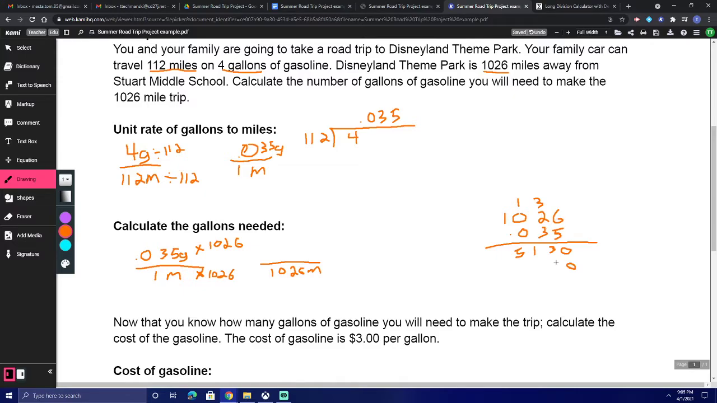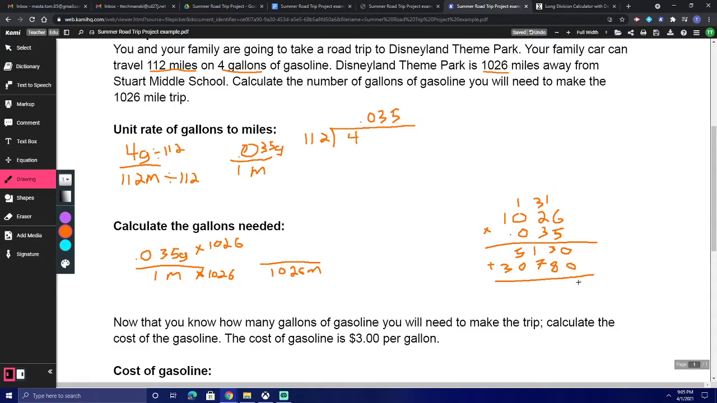So 3 times 6 is 18. 3 times 2 is 6, plus 1 is 7. 3 times 0 is 0. 3 times 1 is 3. Now, I don't actually have to multiply the next one because it's always going to end up as zeros, because 0 times anything is 0. So at this point, it just turns into an addition problem.